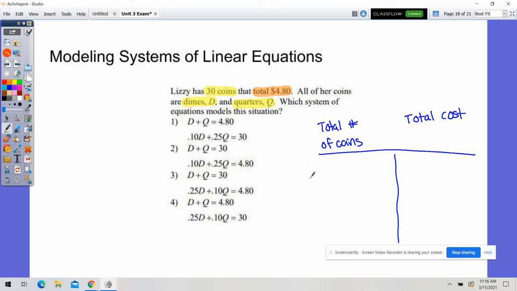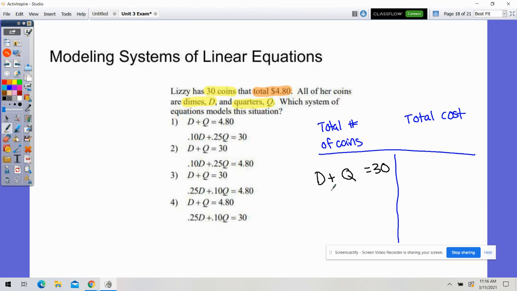So we know the total number of coins is 30. So one equation is going to equal 30. We know the number of dimes and the number of quarters that she has is going to equal 30 coins. So that means the number of dimes, which is represented by D, plus the number of quarters, represented by Q, is going to be 30. Okay, this represents the total amount of coins.